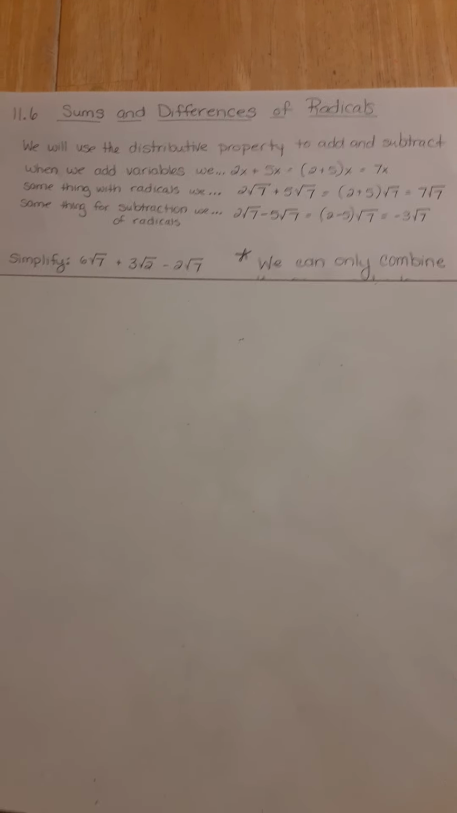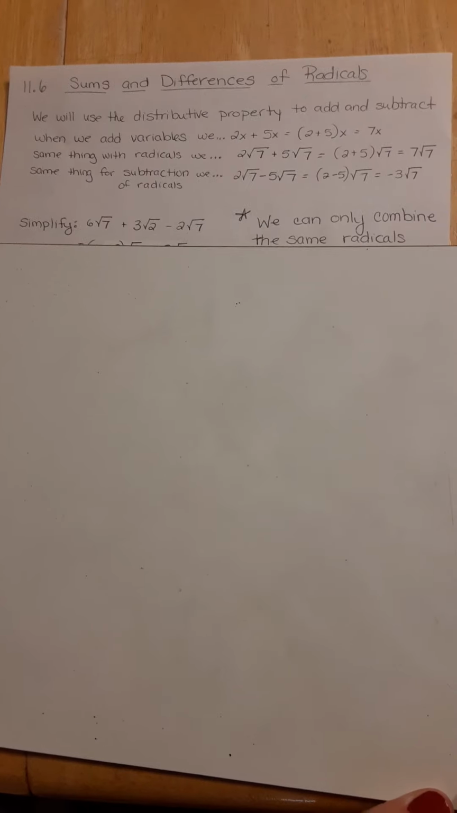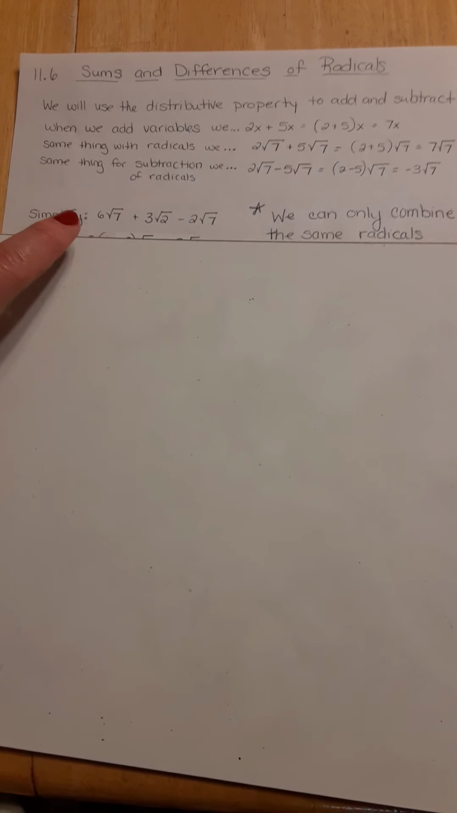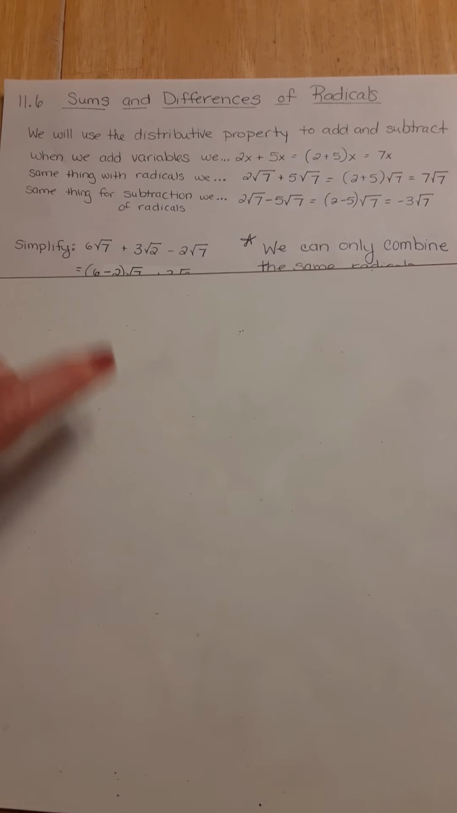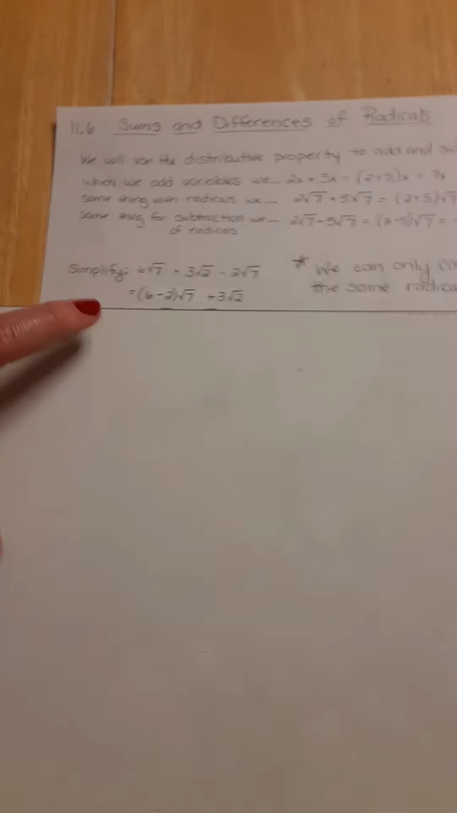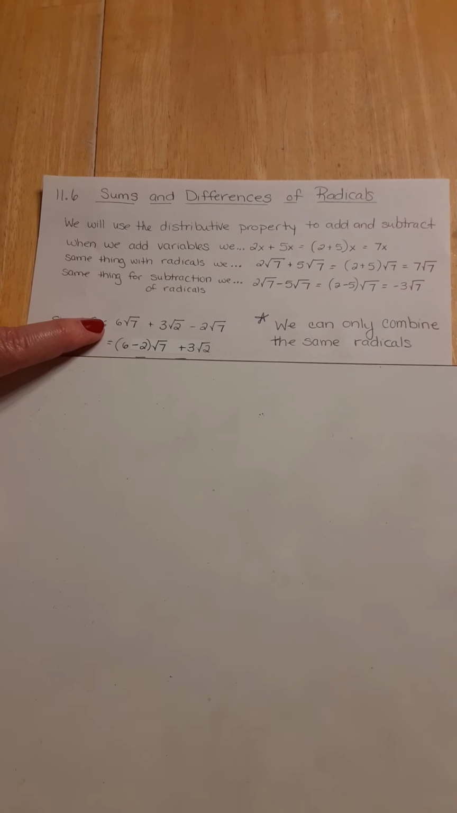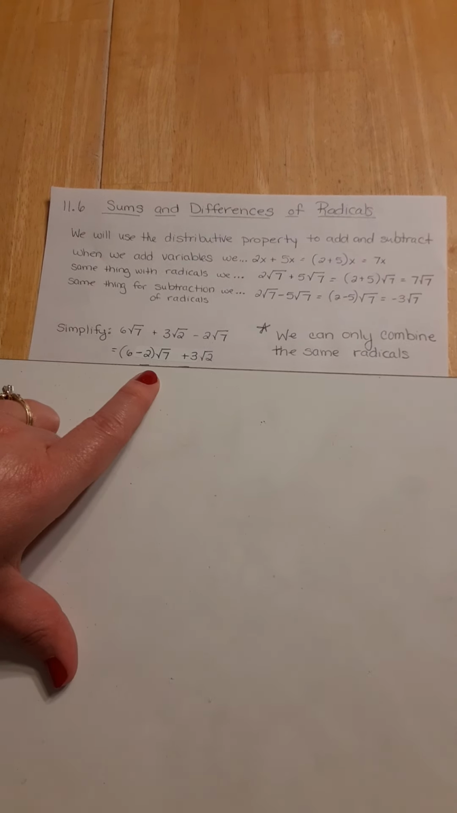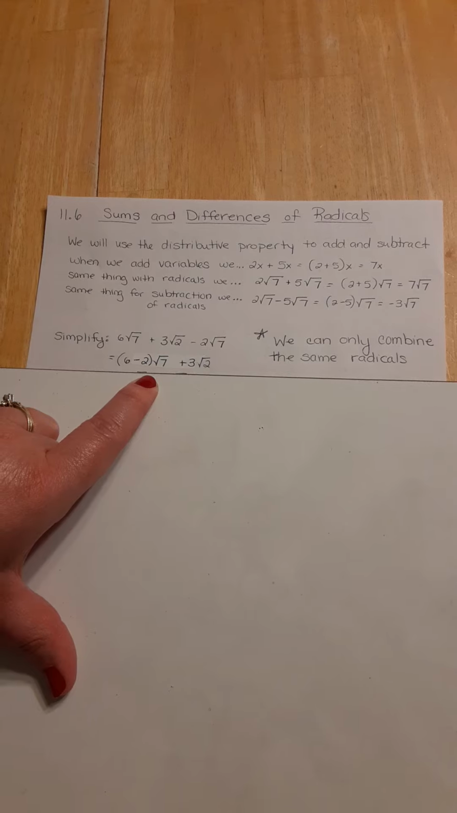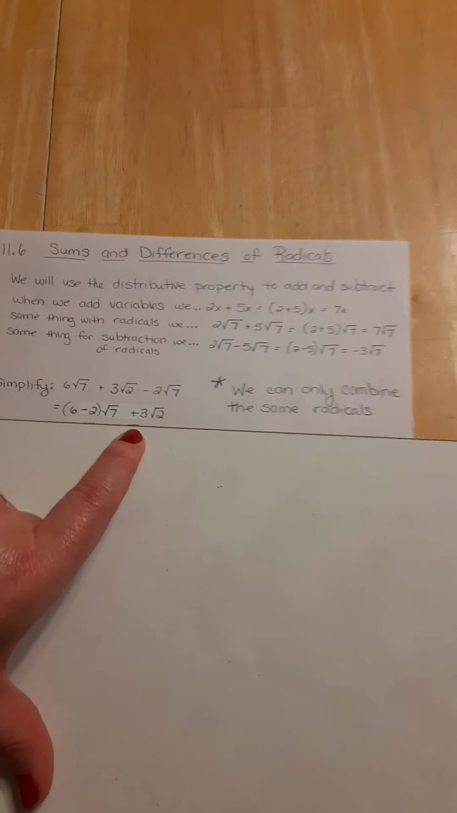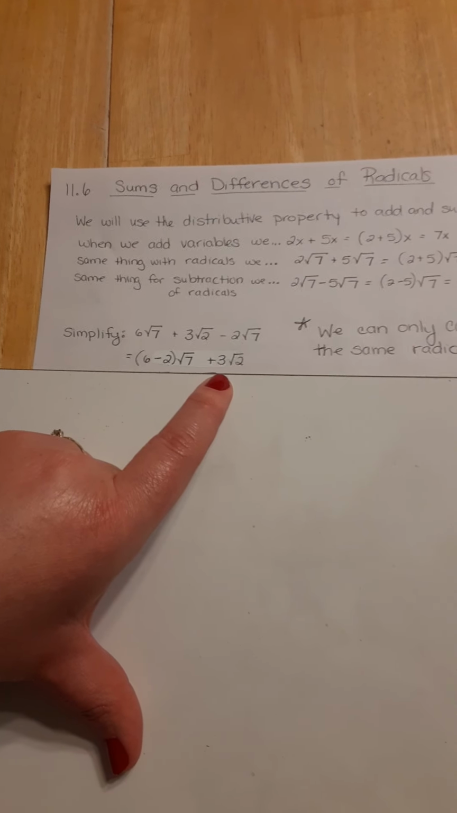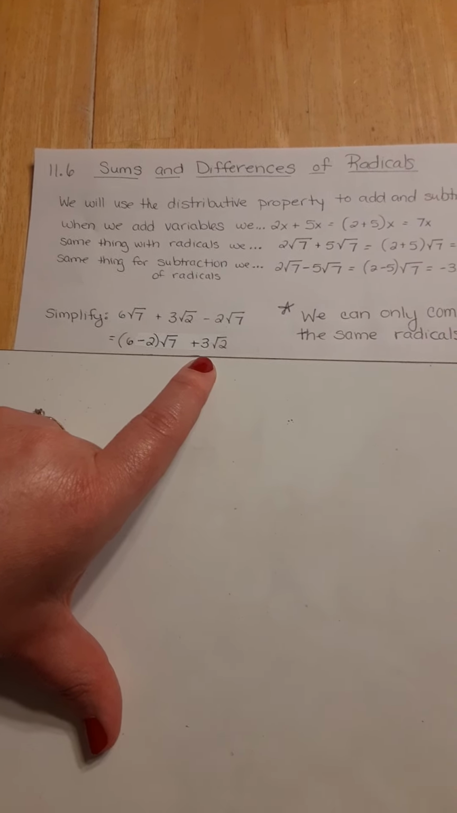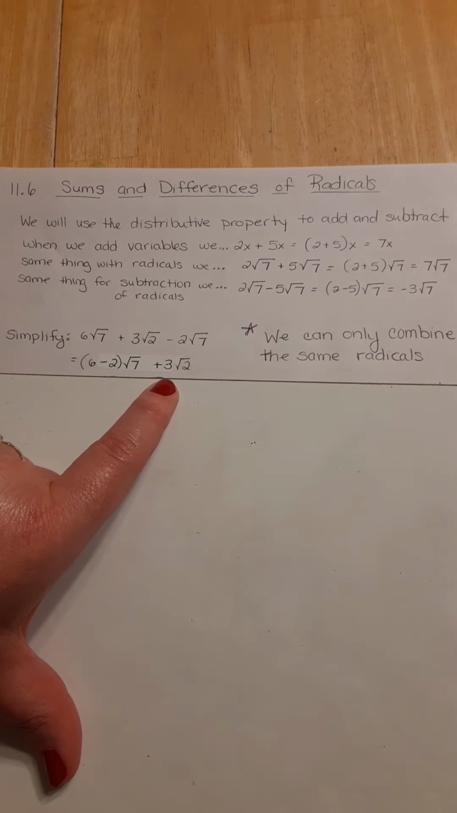Okay, so let's see how this works here. Remember, I can only add radicals that have the same radicand. So I need to go through here and find which ones are the same, and I notice it's the square root of 7. So I'm going to combine them, take the coefficients in front and do 6 minus 2, with the square root of 7 attached to it. And then I have this plus 3 times the square root of 2. This has nothing that I can combine with it, so it hangs out on the back, and we will write that once I do my final answer.